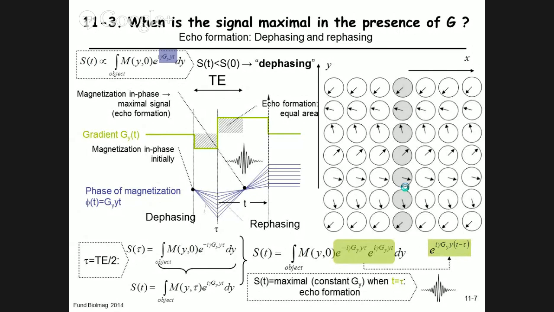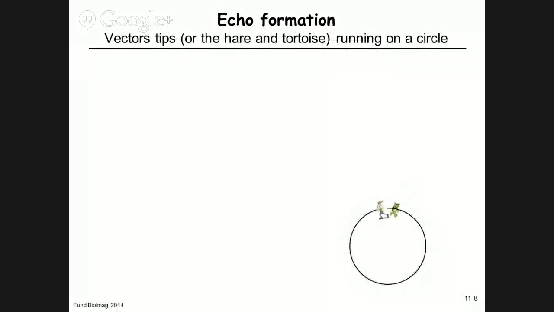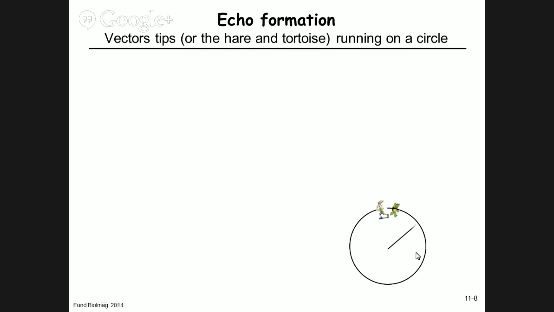But first, we'll retake the issue of dephasing, rephasing, or echo formation. And this is a classical example, where we're going to look at vector tips of two vectors representing two magnetizations, one that precesses fast in one direction, the other one precesses slow in the other direction, and the vector tips are represented by the hare and the tortoise running on a circle. So here they are, here's the hare and the tortoise. This is a circle with radius r. We have a velocity that's given by the angular velocity times the radius.